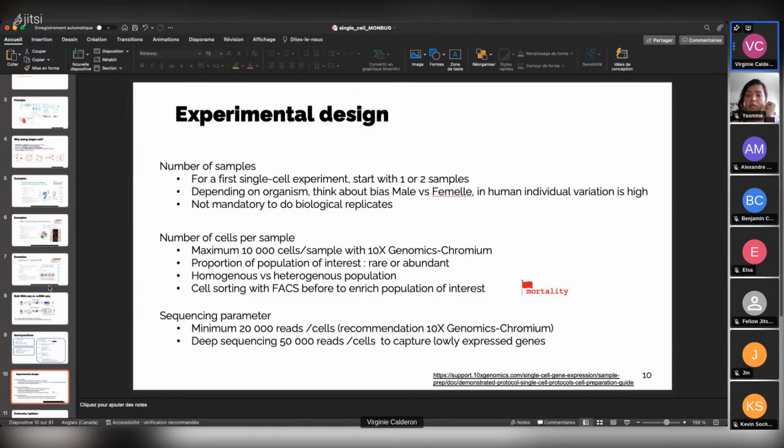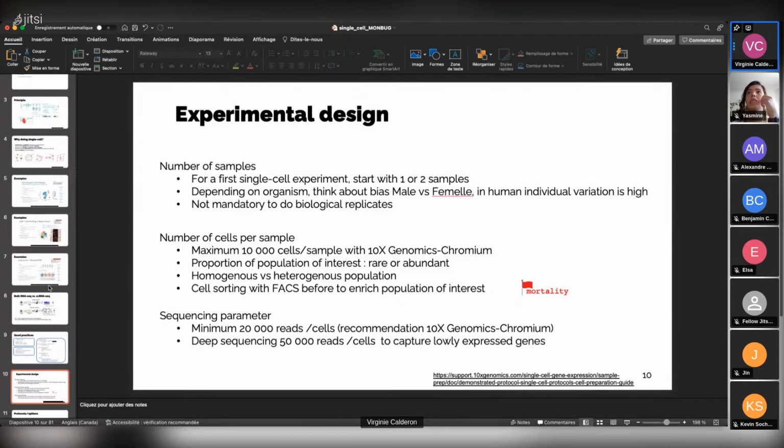Then for the recommendations, you need to check at the beginning of the analysis that you meet the recommendation for the minimum number of reads per cell. 10x recommends 20,000 reads per cell. And if you want deep sequencing, to capture maybe lowly expressed genes, we are talking about 50,000 reads per cell. So the bracket is between 20,000 and 50,000 reads for this type of experiment.